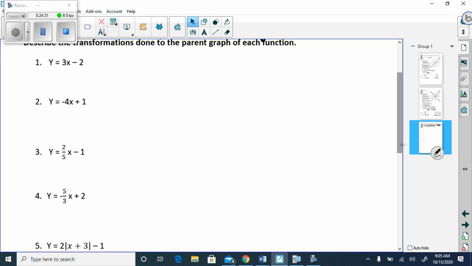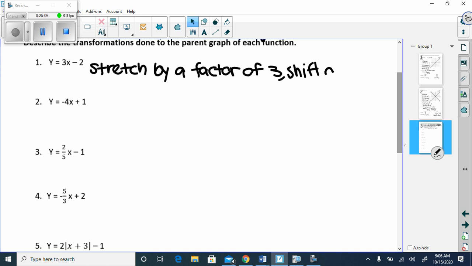Okay, so there's no negative, right? So it hasn't been reflected. But that 3, what is that going to do to our graph? What is the number out in front? Good. So this will stretch by a factor of 3. The next thing we come across is a negative 2 on the end. What's that going to do? Good. Shift down 2.